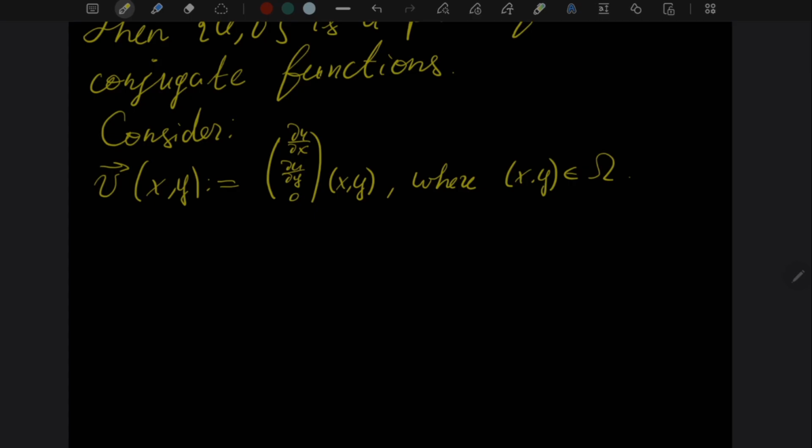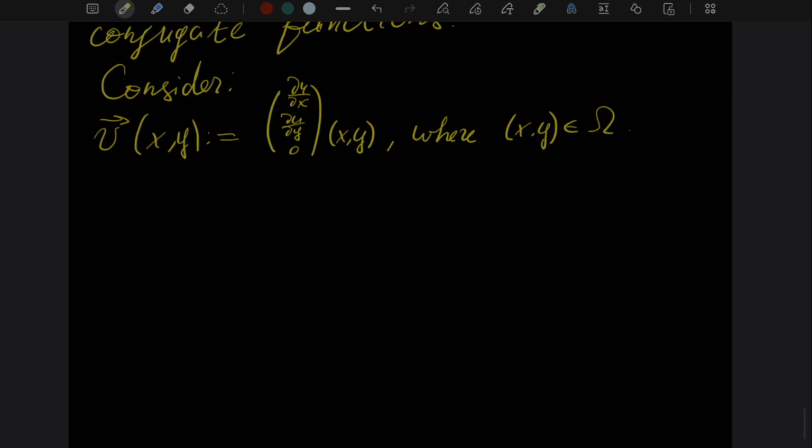Okay, so the first coordinate is the derivative of u by x, the second one is the derivative of u by y, and the third one is 0. And of course we have x and y as our arguments. Okay, and now consider the potential of V. And it is easy to understand that U is the potential of V, of course vector V.